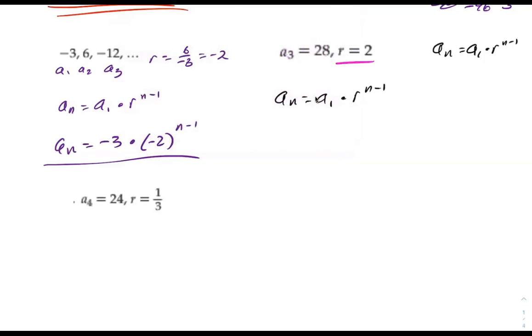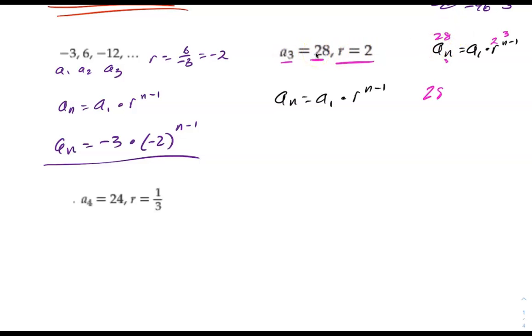I know r is 2. And I know the third term is 28. So when I plug in 3, I get 28, right? So that's what this means. When you sub in 3 for your n, you get 28. The third term is 28.